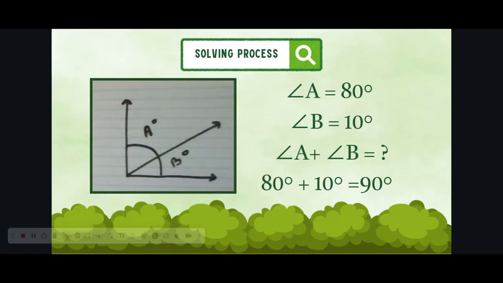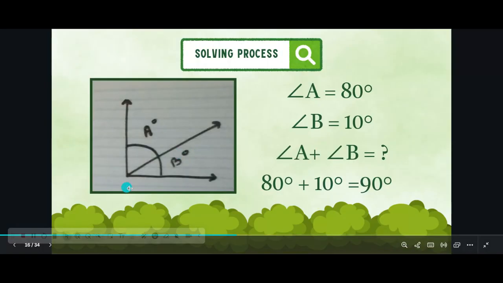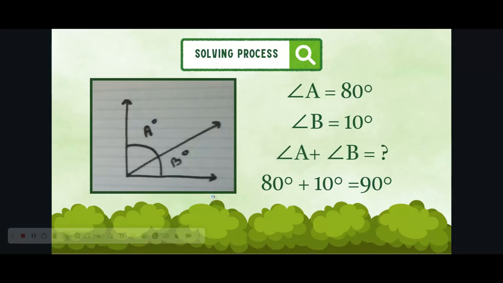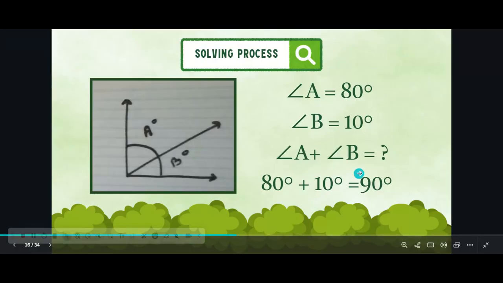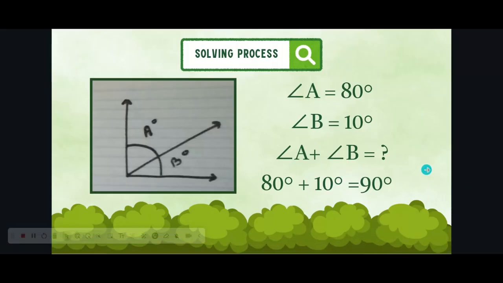Step 2 is to add the two angle measures together. We found that angle A is 80 degrees and angle B is 10 degrees. So what's angle A plus angle B? We can substitute angle A and angle B and find that 80 degrees plus 10 degrees equals 90 degrees.